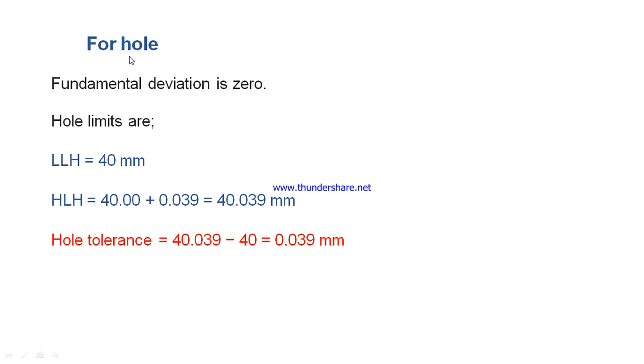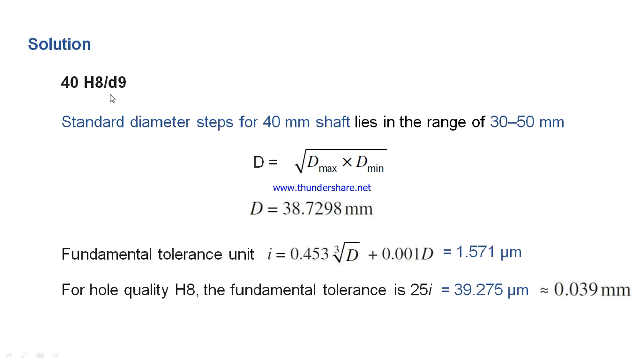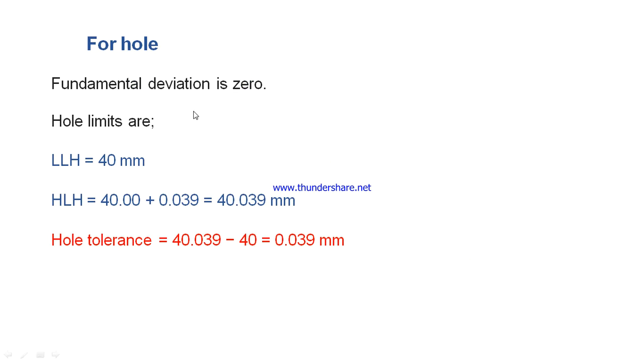Next, for the hole, the fundamental deviation is 0 because it is a hole based system. We already know that this is 40H8D9, which means this is a hole based system. For a hole based system, the lower limit of the hole is equal to 0, so the fundamental deviation for the hole is 0. Hence, the lower limit of the hole is the basic size. Basic size is 40 mm. So the lower limit of the hole is equal to 40 mm.